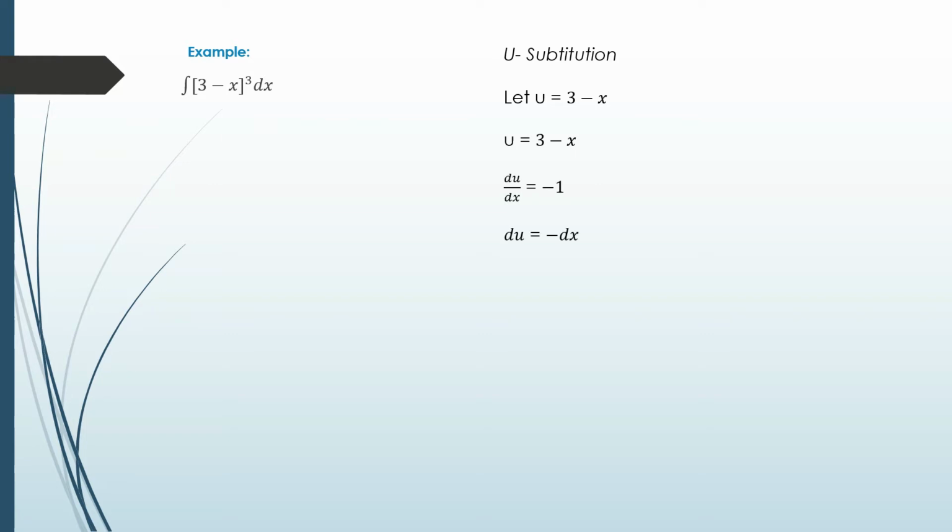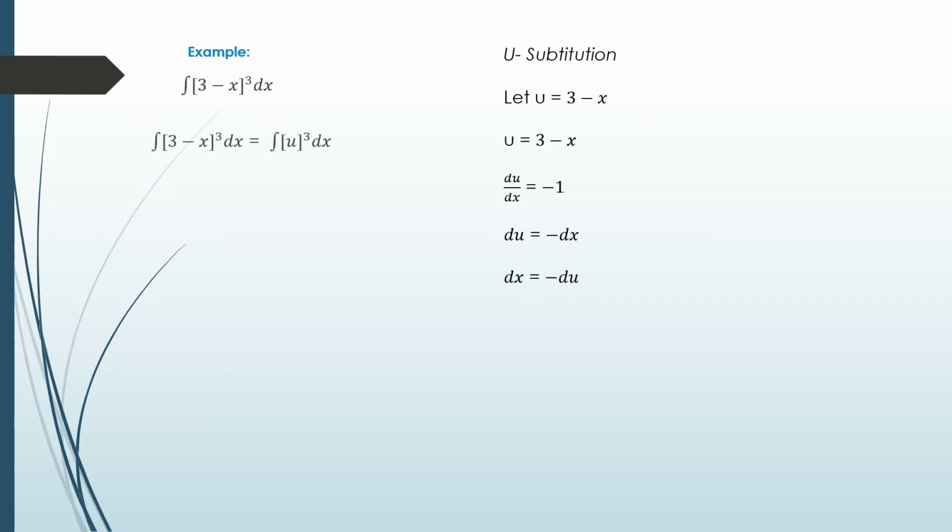Okay, for the next example, integral 3 minus x to the power of 3 dx. By using u substitution, let u is equal to 3 minus x. Next step, kita perlu cari nilai dx. So, kita kena differentiate nilai 3 minus x. So, du over dx is equal to negative 1. du is equal to negative dx. So, dx is equal to negative du.